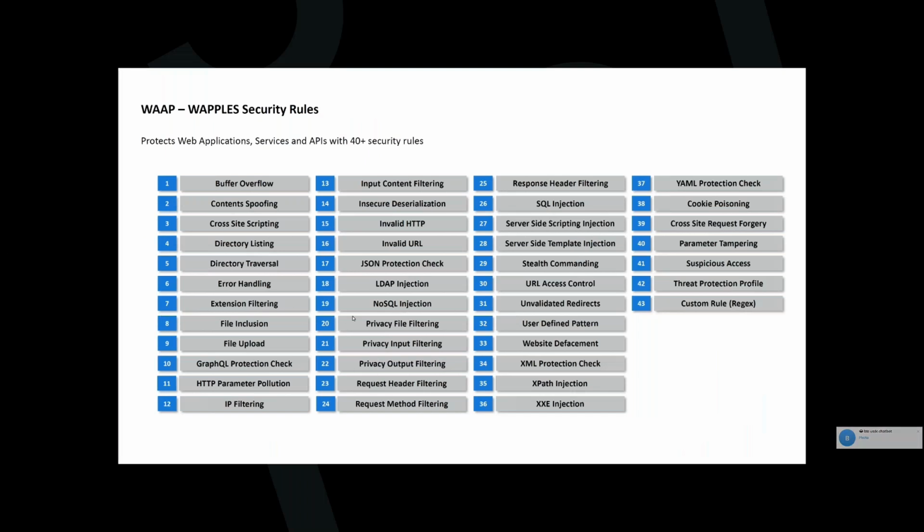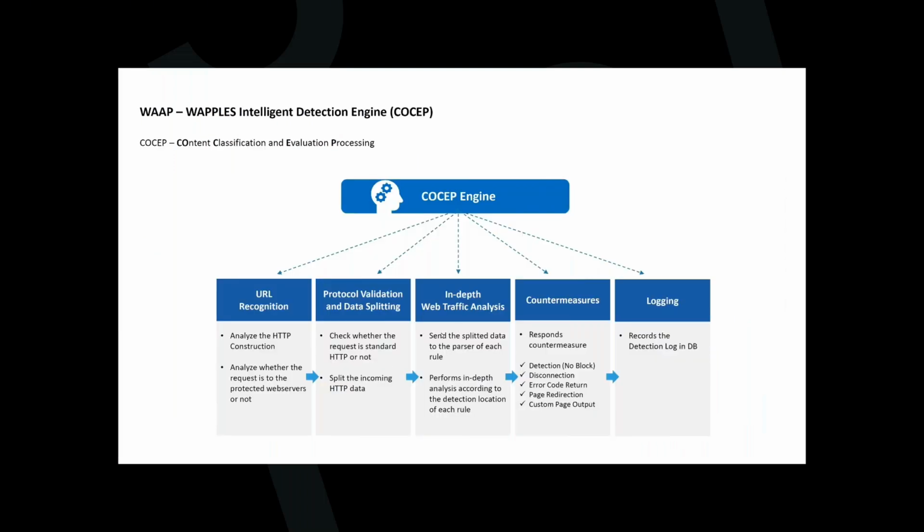Besides the engine, we have more rules, just for reference, and I'm not going to discuss all of them, like SQL injection, all the injections, and many other patterns. We still use known signatures, of course. But the COCEP engine is more important for us because we work bottom up, analyzing the basic protocol, breaking down the data, and ensuring every piece of data is okay to pass through our gateway and hit your APIs.